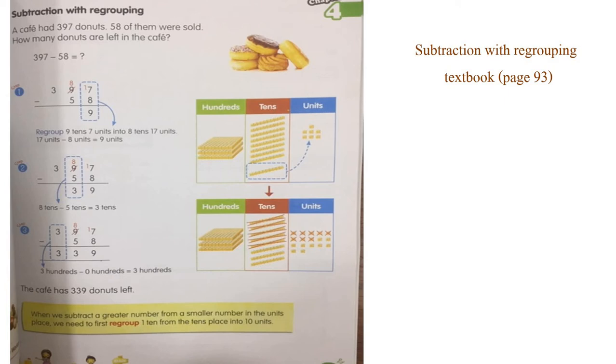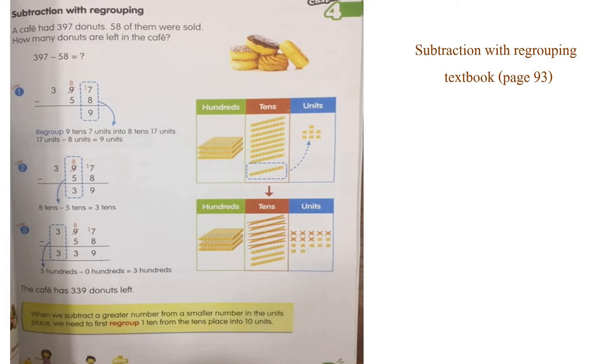A cafe had 397 donuts. 85 of them were sold. How many donuts are left in the cafe? Okay, I have 397 and 58. So I want to check first. I know that the bigger number, which is the 300, is at the beginning, so I can definitely make the subtraction. My subtraction equation is going to be correct because I started with a bigger number. So the biggest number is at the top, and the smaller number is at the bottom.